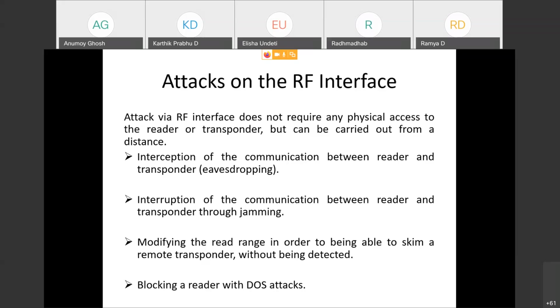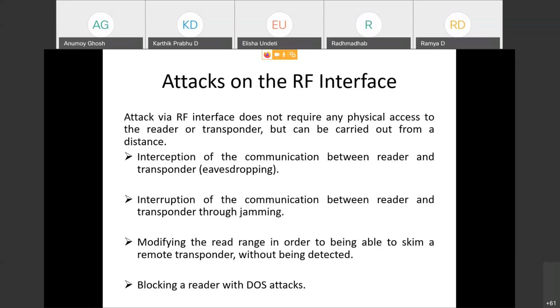So what will the reader see? The reader will see that, okay, I am getting a noise signal. That means there is no traffic. Let me sit idle. Let me not give any instruction to any of the other tags. So as a result, what will happen? None of the cars will be able to get the traffic condition of other roads. So that is known as interruption of the communication between reader and transponder through jamming.